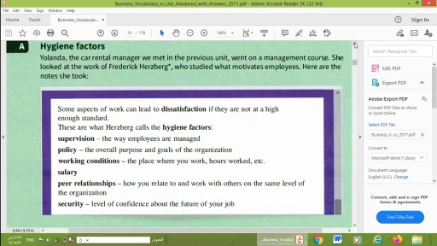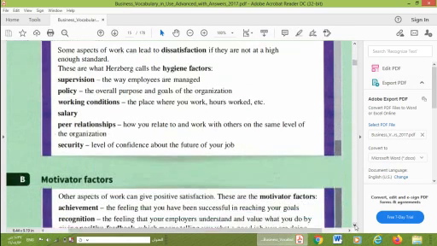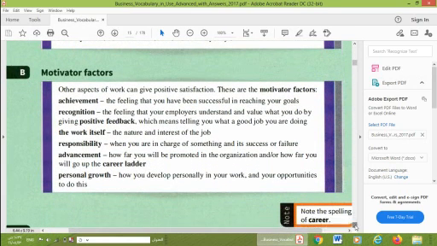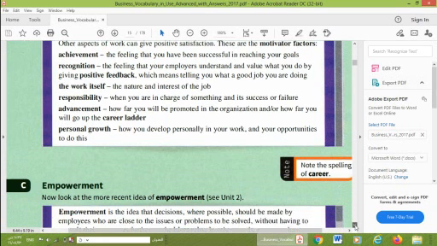the absence of hygiene factors will lead to dissatisfaction while the presence of motivating factors will lead to high satisfaction of the employees. وعددنا بعض الفاكتورز اللي هي hygiene factors such as the supervision, policy, working conditions, salary, peer relationships, security, while the motivating factors such as achievement, recognition, responsibility, the work itself, advancements and personal growth.